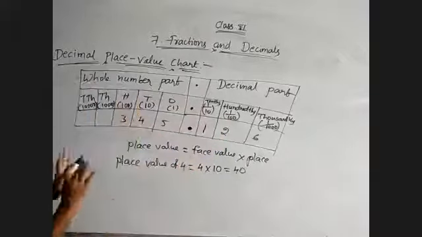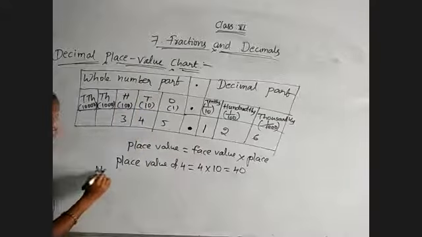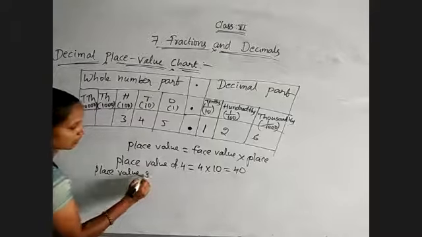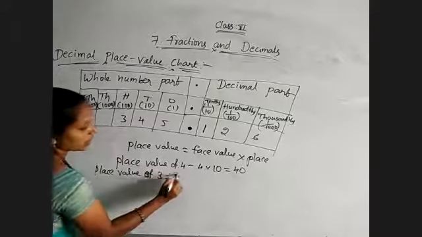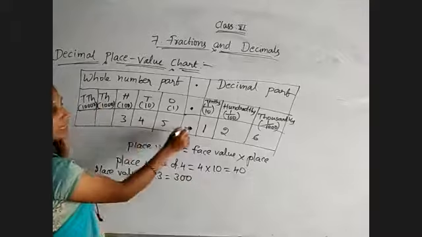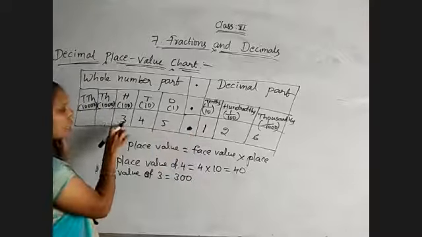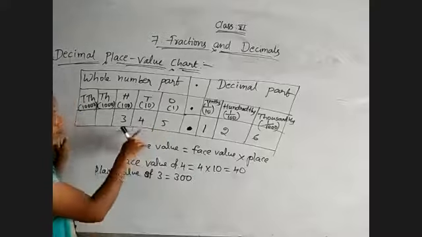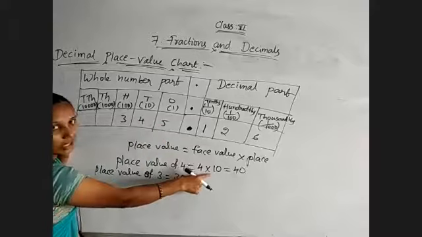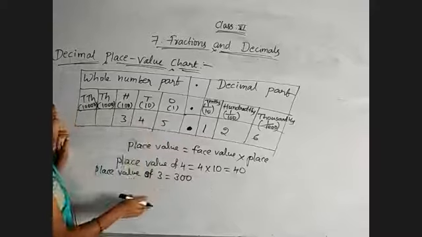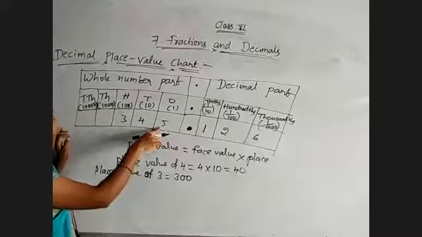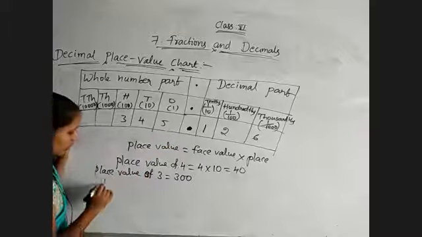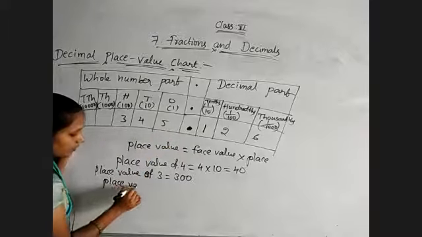So here for each digit I am writing the place value. 4 already wrote. So place value of 3 equal to 3 is in hundreds place, so 300. Till the point, consider the numbers. So after 3, 2 digits are there, so 300, and after 4 only one digit is there, that's why 10, 40. And after 5 no number is there in the whole number part. So 5 ones, that's all. So place value of 5 is equal to 5.